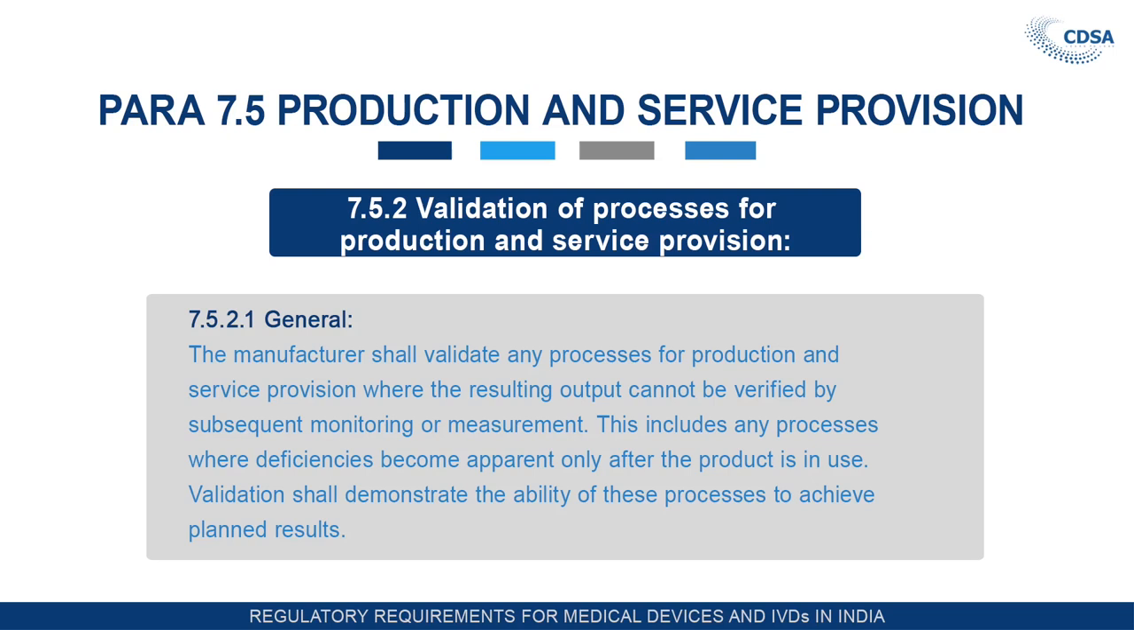7.5.2, validation of process for production and service provision. We had a glimpse of validation earlier. Now, in this, it's much more in detail. 7.5.2.1 says, in general, the manufacturer shall validate any process for production and service provision where the resulting output cannot be verified by subsequent monitoring or measurement. This includes any processes where deficiencies become apparent only after the product is in use. Validation shall demonstrate the ability of these processes to achieve planned results.